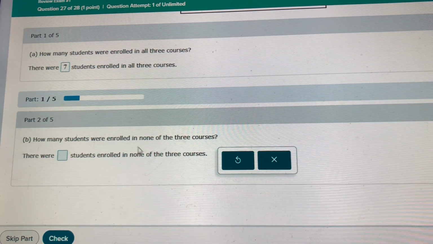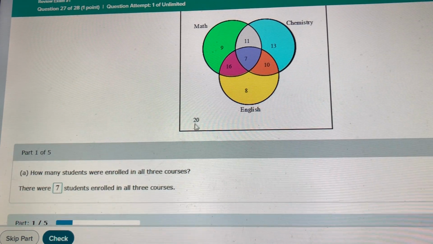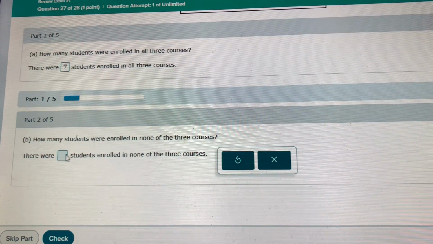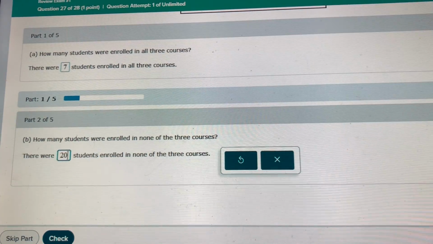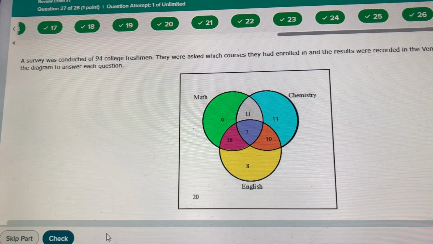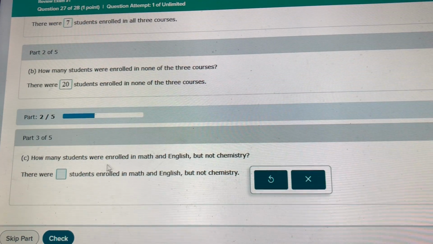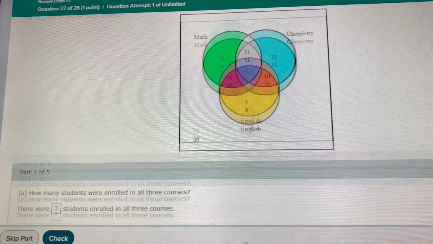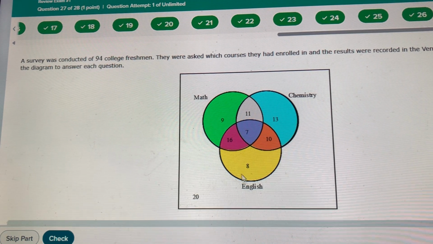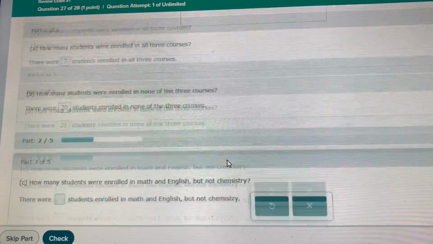How many were enrolled in none of the 3 courses? That would be the 20 people on the outside. How many students were enrolled in math and English but not chemistry? Math and English is normally this wedge right here that looks like a sideways football, but not chemistry. Then you take out where chemistry goes around, you take out this 7. So math and English but not chemistry is this 16 right here.